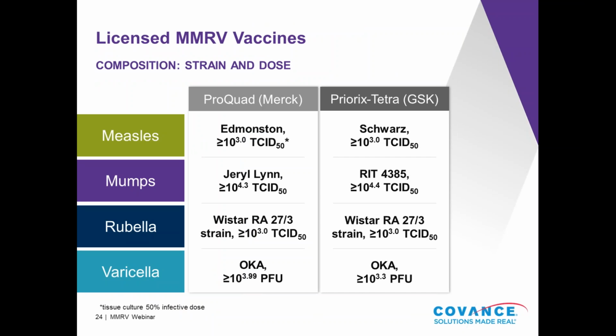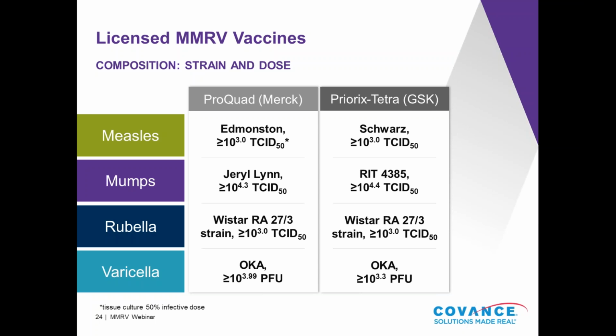Licensed ProQuad and Priorix-Tetra vaccines have different measles strains, Edmonston and Schwarz respectively. They do have, however, the same titer, expressed as tissue culture infectious dose, TCID50. The mumps virus strain in Priorix-Tetra, RIT4385, is derived from what is used in the ProQuad vaccine, which is a Jeryl Lynn strain. Both vaccines have the same rubella virus strain, the Wistar RA 27/3, and titer.